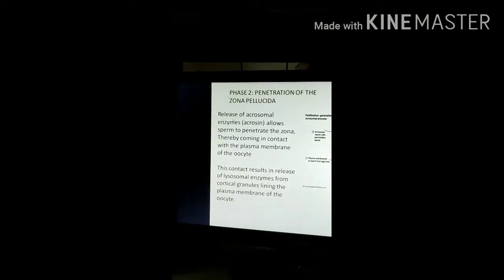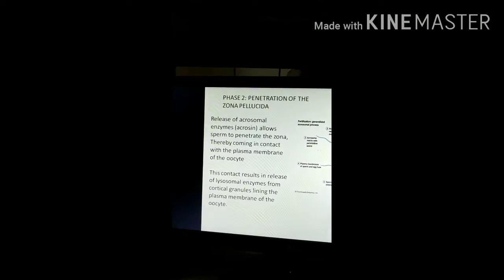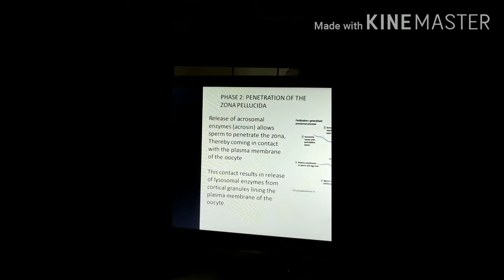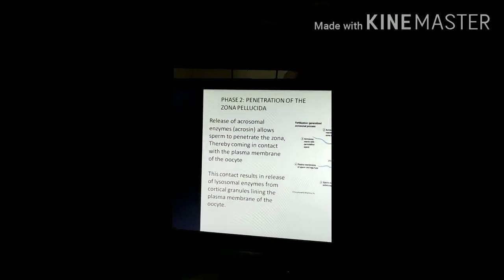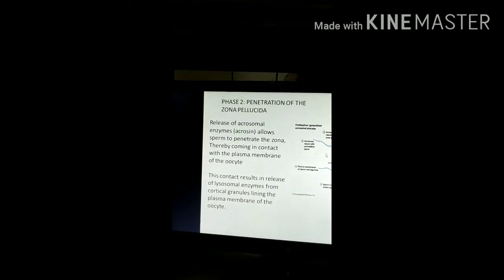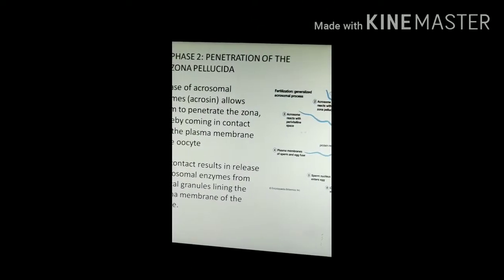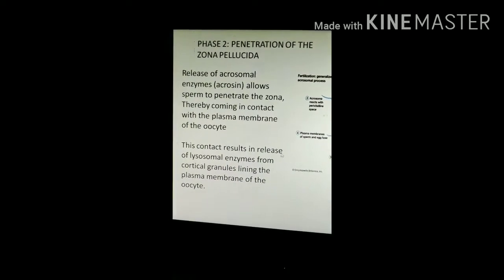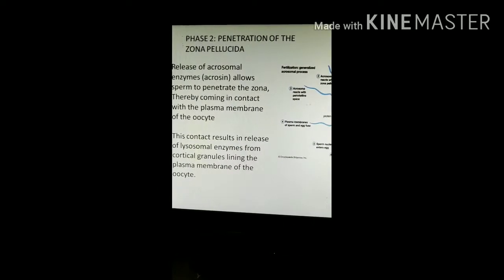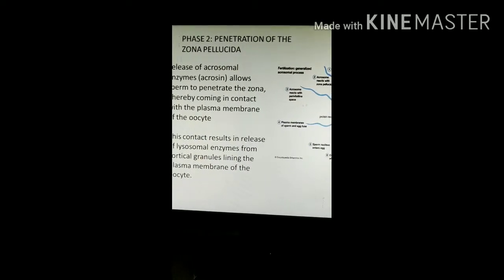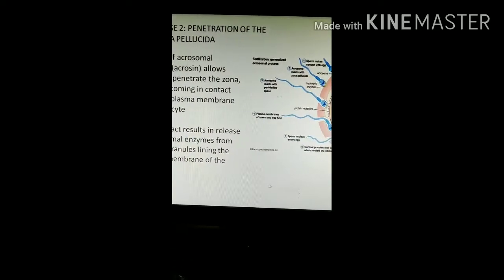There is a release of the acrosomal enzyme, that is acrosin, which reacts with the protein present there and facilitates the reaction, and the sperm penetrates the zona pellucida and contacts the plasma membrane of the oocyte. When the two plasma membranes contact, the cortical granules release lysosomal enzyme. They are present along the plasma surface of the oocyte.